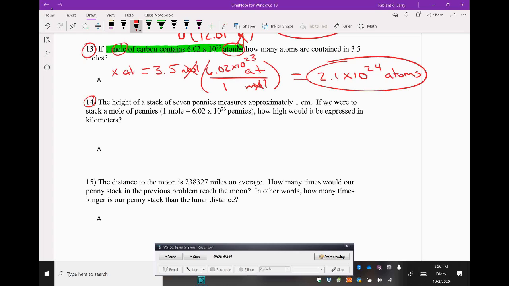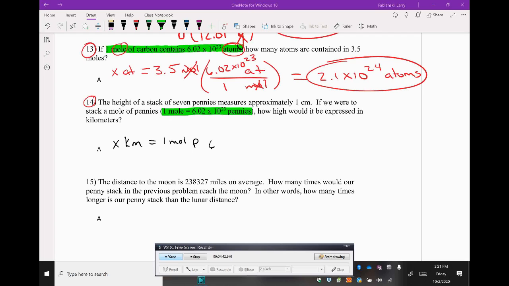Let's take a look at number 14 now. The height of a stack of 7 pennies measures approximately 1 centimeter. If we were to stack a mole of pennies, and here's our conversion factor again, 1 mole is 6.02 times 10 to the 23rd, how high would it be expressed in kilometers? So we want to find X kilometers equals 1 mole of pennies. We'll go 1 mole of pennies for short.